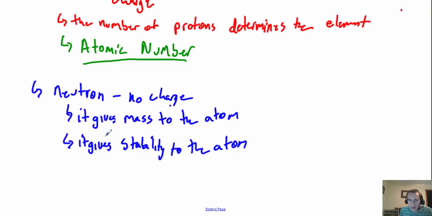If the wrong number of neutrons are there, then the nucleus is not going to be stable, and it can go through radioactive decay. Now, the last particle is the particle that we mentioned at the beginning that's floating around on the outside. Okay? So this is outside the nucleus, orbiting the nucleus.